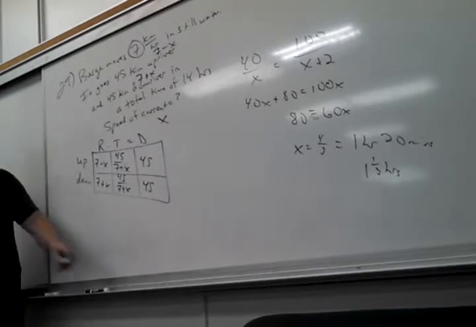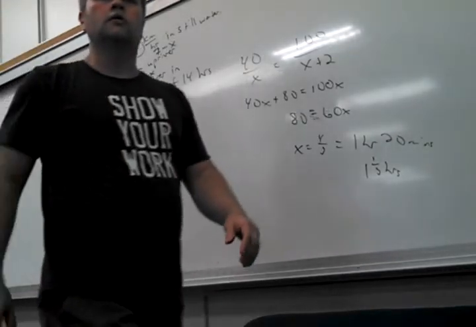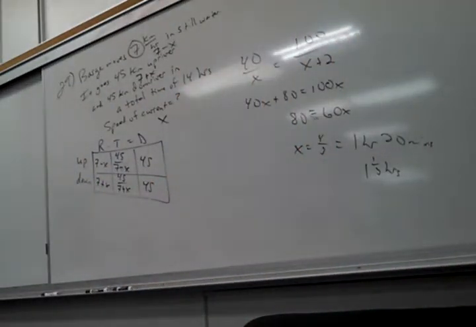When setting that up, do you set this equal to 1 or 14? No. The two times have to add to be 14 hours. So it equals 14. Now, is this one where you can immediately cross multiply? No. You've got too many things going on.